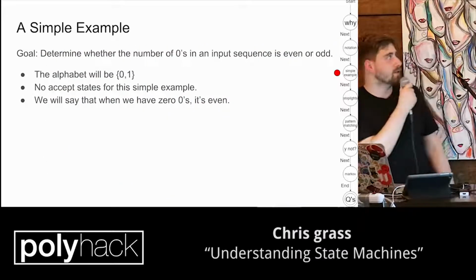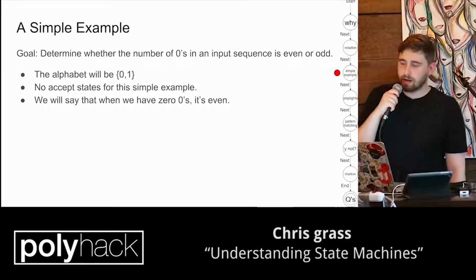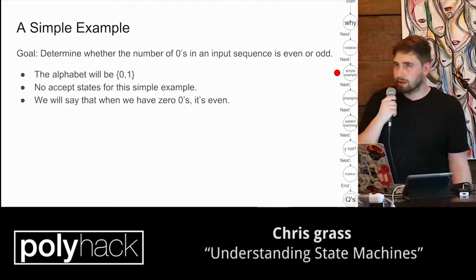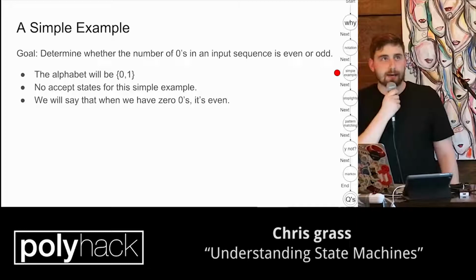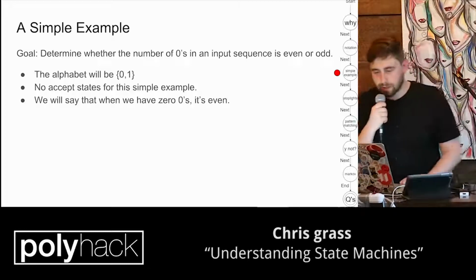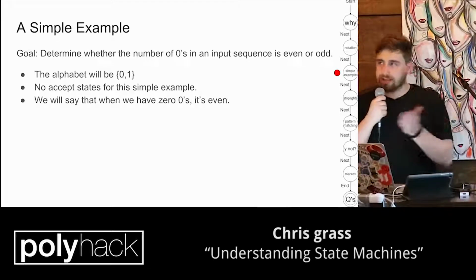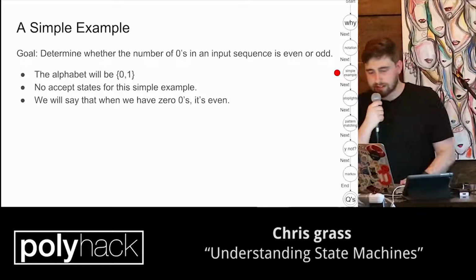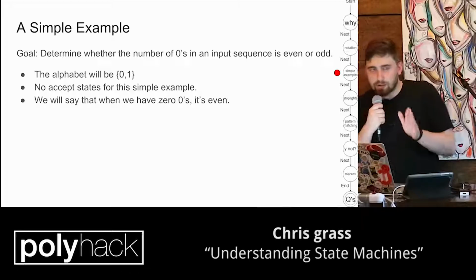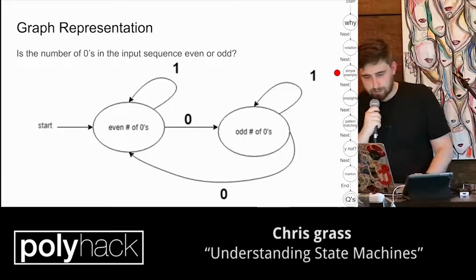So that leads us into a simple example. We want to make a state machine, and our goal is to determine whether the number of zeros in an input sequence is even or odd. This is a pretty classic application of state machines. Just do some simple pattern matching within a string. So our alphabet will be 1 and 0. We're just going to say if it's even or odd. We'll just look at which state it's in, so there are no accept states. And just for clarity, if we have 0 zeros, it's even. I know there's some debate about that, but we're going to go with that.